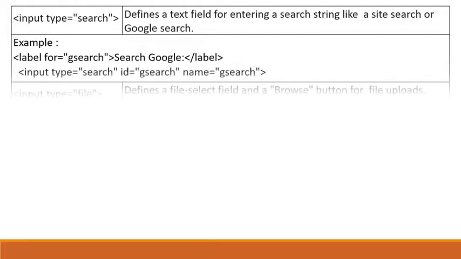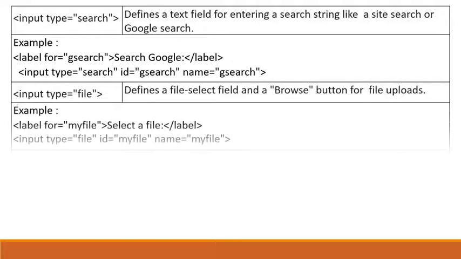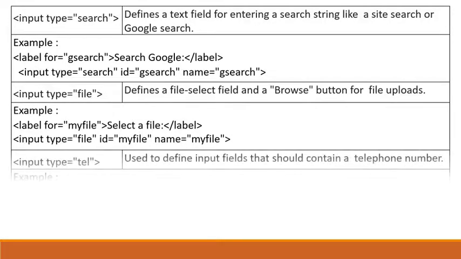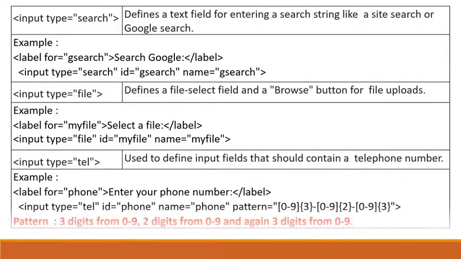That is input type equal to search. It defines a text field for entering a search string, like a site search or a Google search. So here it will display the same text box, that is label for gsearch, search Google, slash label. The control type is search, ID is gsearch and the name is also gsearch.